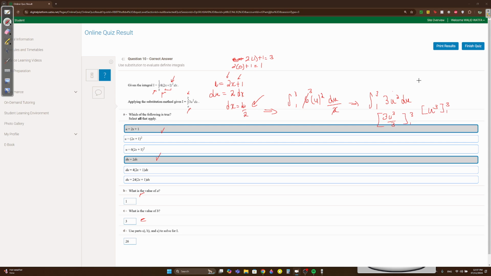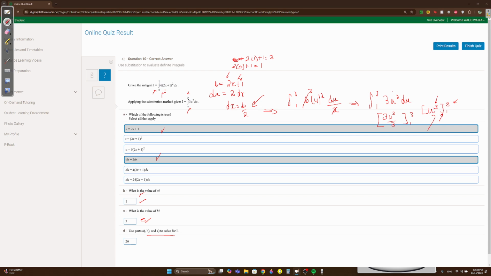Why? Because the boundaries you found now are for u, okay? The old boundaries we had were for x. If you want to go back to 2x plus 1, you use the old boundaries, 0 and 1. But since the question is asking us to find the new boundaries and then use the new boundaries to solve for I, we're going to just use the new boundaries. And when we say new boundaries, that means you don't have to convert u back to x.